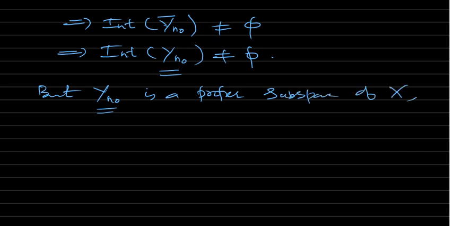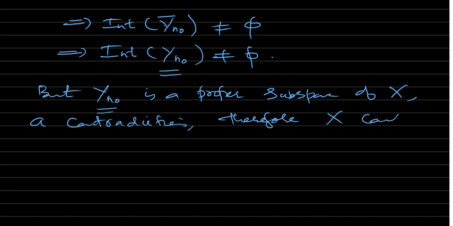of x, which is a contradiction, because we know that the interior of any proper subspace is empty, but here the interior of y naught is non-empty. A contradiction. So therefore x cannot have a denumerable basis. So any Banach space cannot have a denumerable basis. Any Banach space.